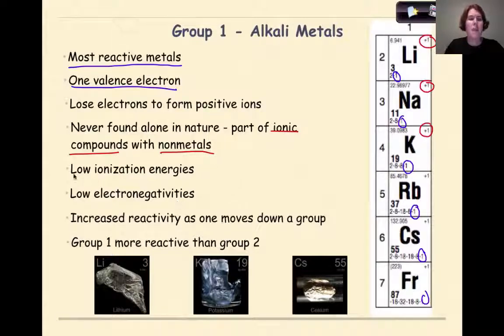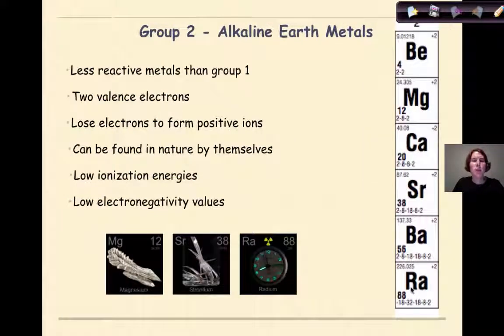They have low ionization energies, they have low electronegativities, increased reactivity as one moves down a group, and Group 1 is more reactive than Group 2. The final thing that I just want to say about Group 1 is that these are our most metallic elements on the periodic table. Now let's talk about the Group 2 metals, the alkaline earth metals. These are going to be less reactive than Group 1.